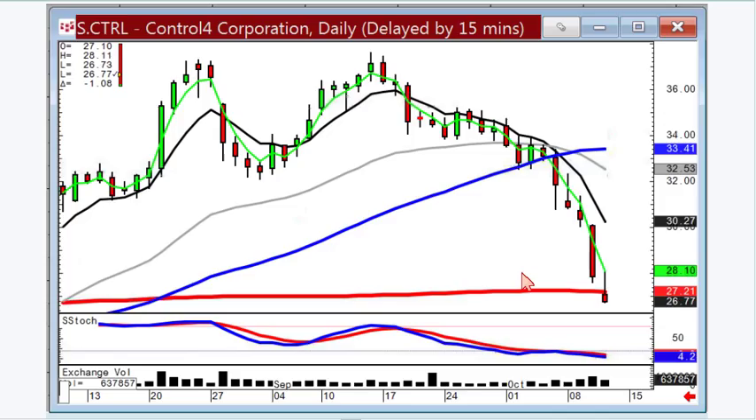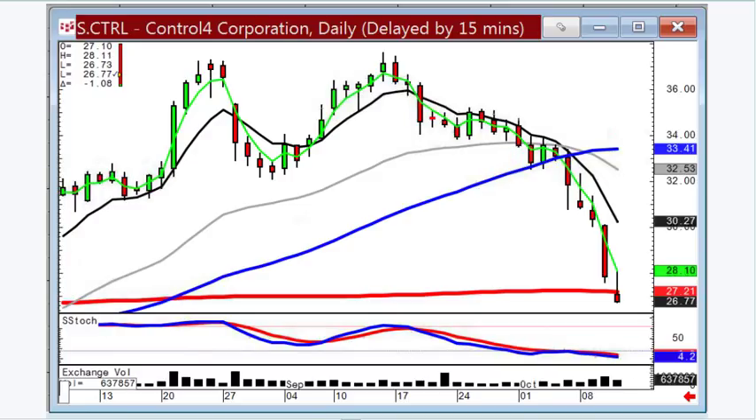Here's your inverted hammer in the oversold area, way away from the T line. If they open this positive, that's a good probability they're ready to bounce this.